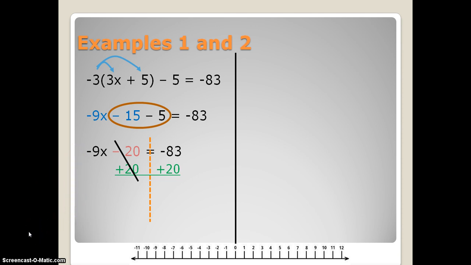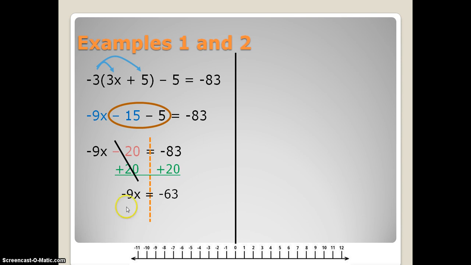Now we're going to combine our negative 83 plus 20. When we think about that, when we add, we're going to move to the right of a number line. So if we're down at negative 83, when we add 20, we're going to head to the right, and we get back negative 63. Now we're back to our one-step equations like we originally had and started with.